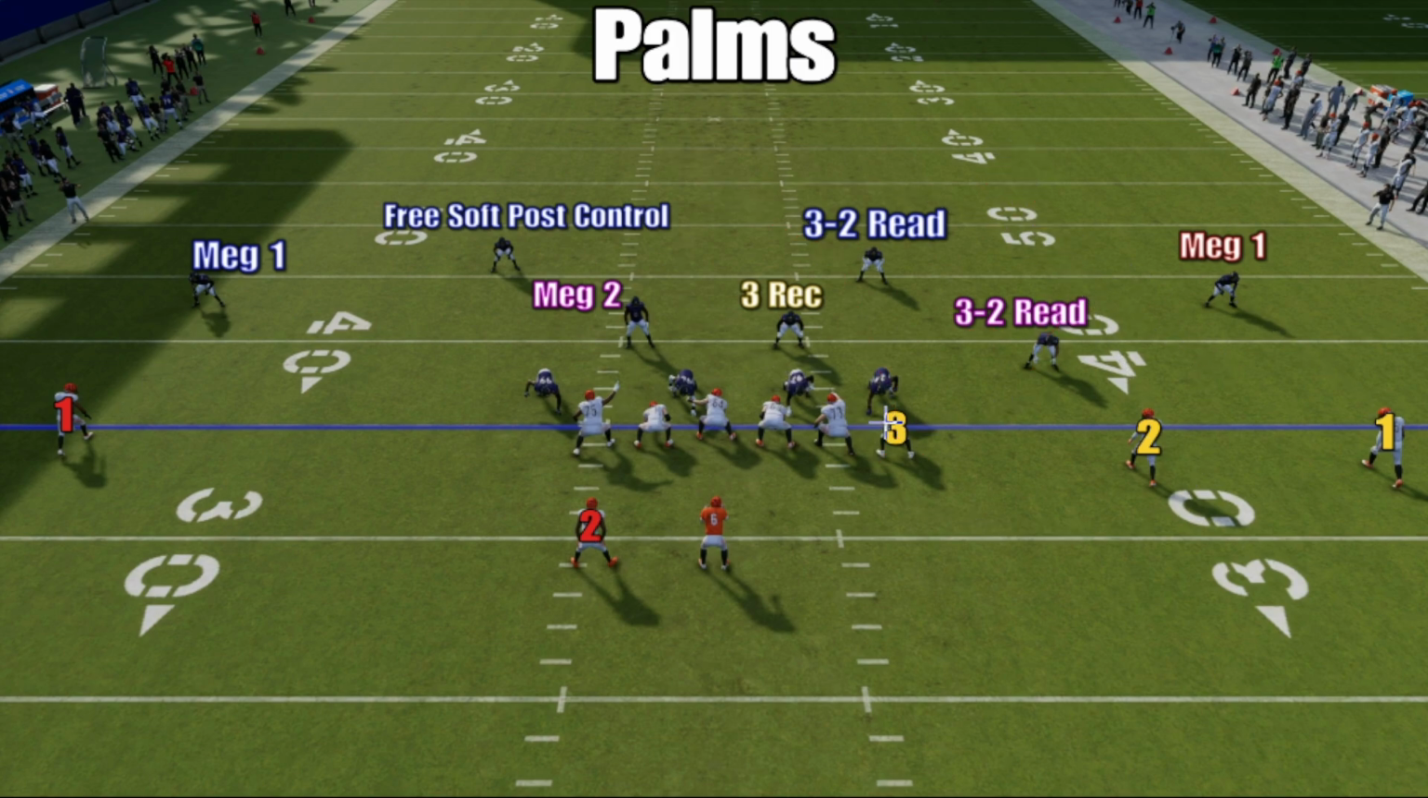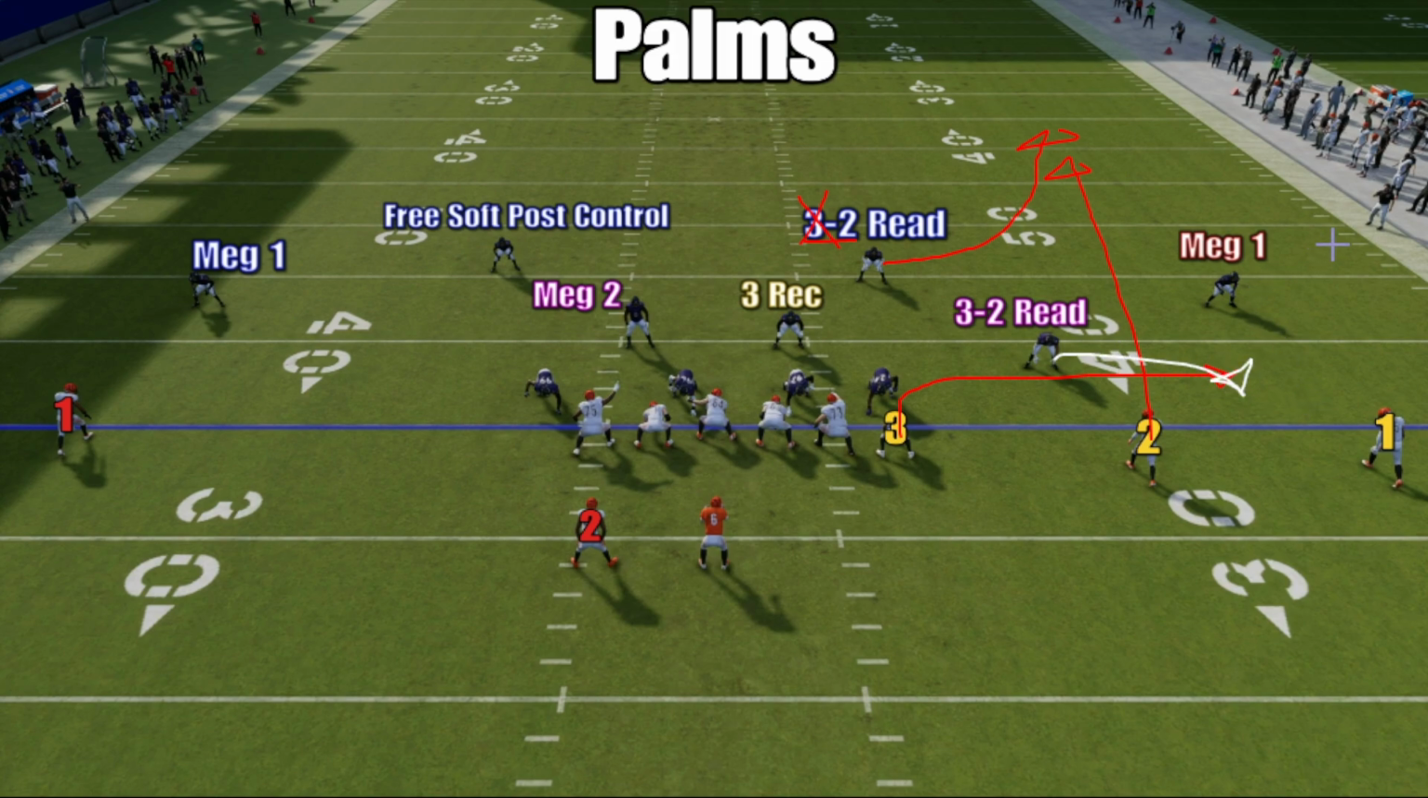Where it changes is where 3 goes out. That's where it changes with palms. Okay, so safety's reading 3-2, and when he sees 3 go out, he knows I don't have him. So then he gets his eyes on 2, and when 2's vertical, he takes that route man-to-man. The corner is reading 3-2. When 3 goes out immediately, well, then he takes him man-to-man. That's where it changes with palms.